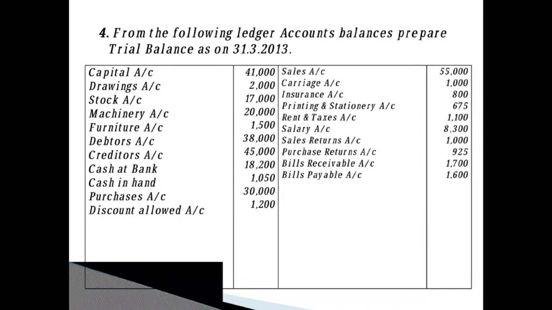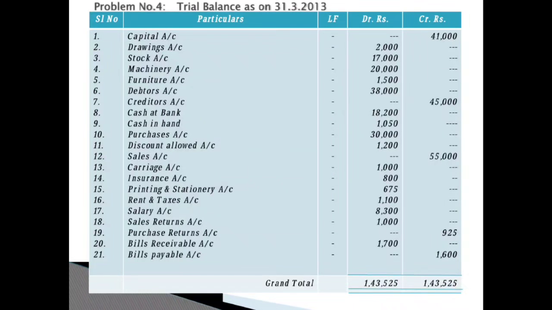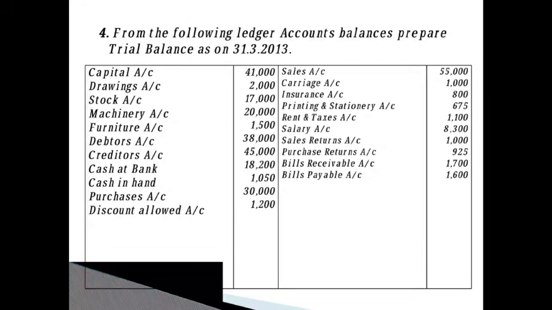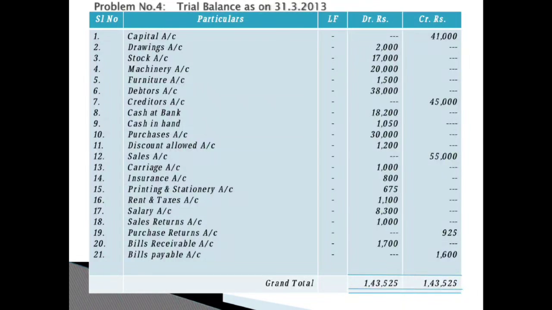The next you have printing and stationery, 675. Printing and stationery again is an expense. Expense shows a debit balance here, so you are going to record it in a debit column. See, the 15th you have printing and stationery, 675, which we have recorded in a debit column. Okay. After printing and stationery you have rent and taxes, 1,100. Rent and taxes are both expenses, right? So it shows a debit balance, which will be recorded in the debit column. So the 16th, rent and taxes, 1,100, you are going to record in a debit column.